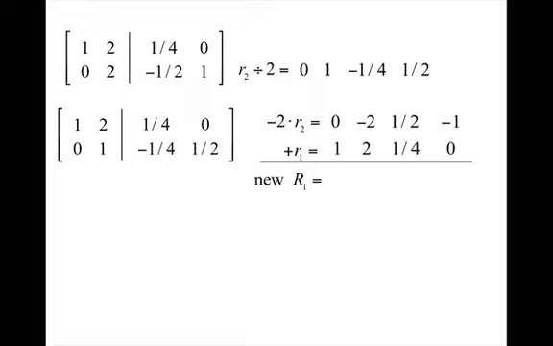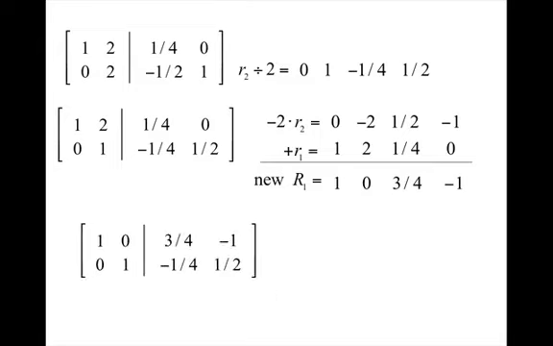Well, 0 plus 1 is 1. -2 plus 2 gives me the 0 that I wanted. 1/2 plus 1/4 is 3/4. And -1 plus 0 is -1. And I do encourage you to use your calculator for the fractions. So now my new row 1 is 1, 0, 3/4, -1. And row 2 stays 0, 1, -1/4, 1/2.